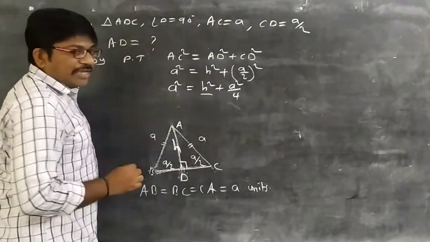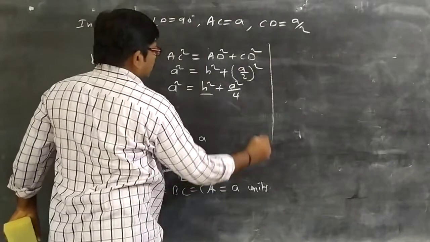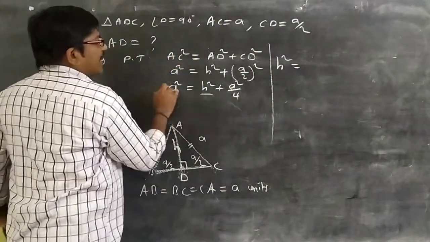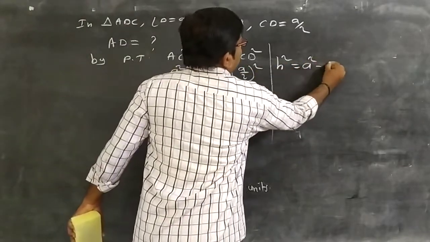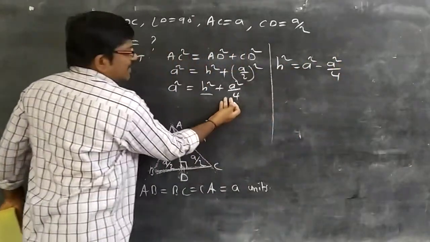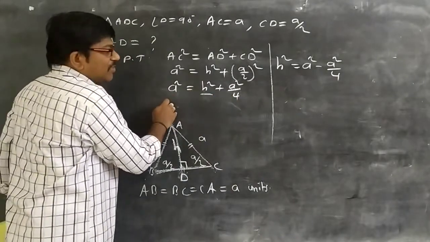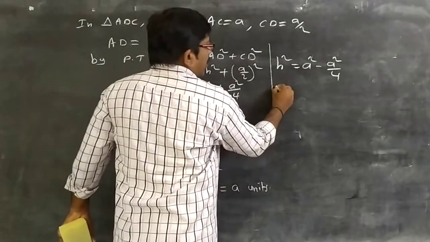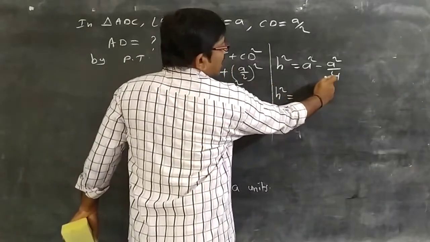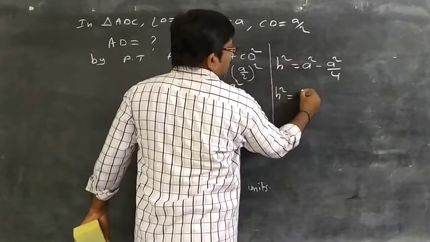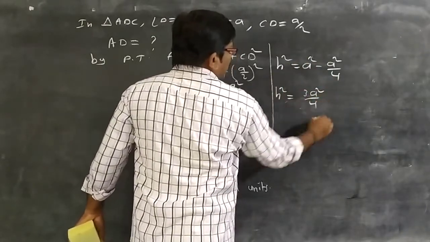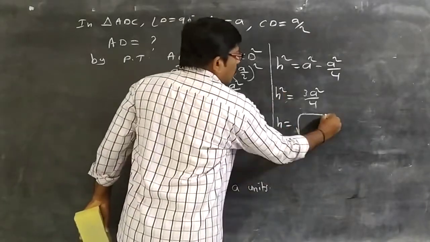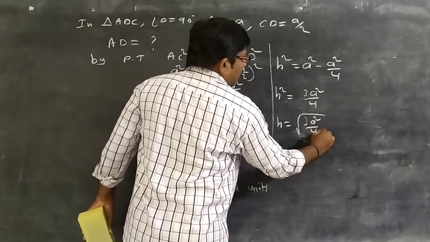Here we want H only, right? Then H square is equal to A square minus A square by 4, plus A square will become minus A square after transferring from right to left. So A square minus A square by 4. So H square is equal to, now simplify it, 4 into A square, 4A square minus A square, 3A square by 4. Here we want H only, then H is equal to root of 3A square by 4, right?